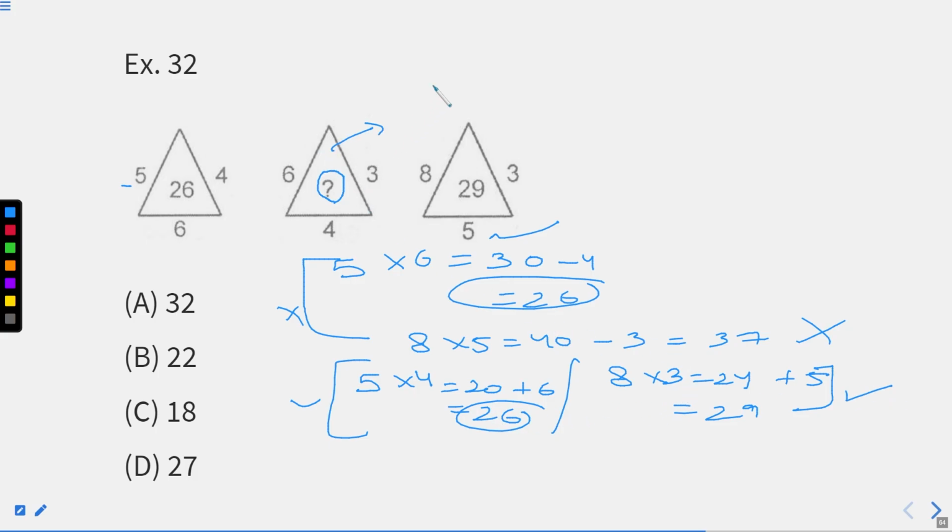For that, what we need to do: 6 into 3 comes out to be 18, plus 4 comes out to be 22. Here we get 22. I hope the concept is clear. You need to derive the relation with the help of the given figure in order to find the missing value. I hope the question is clear. You'll get a better understanding of the same as soon as we move forward with similar kinds of questions.